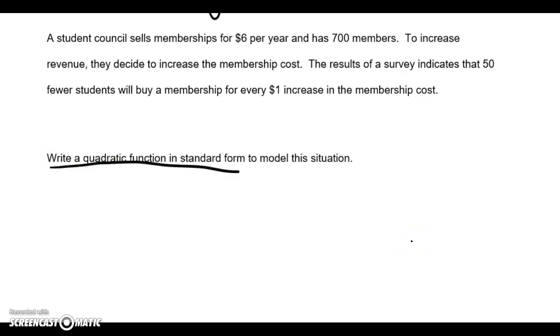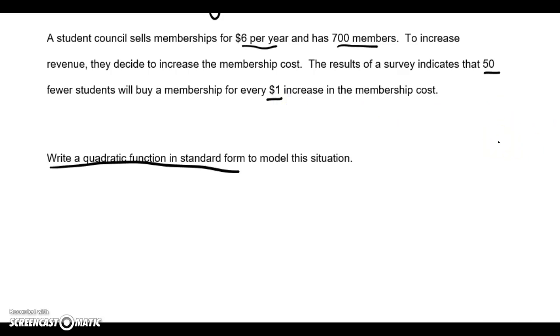So let's go back and recap some of that important information. Right now, they're charging $6 per year and they have 700 members. They also know that there are going to be 50 fewer students buying a membership for every $1 that they increase the membership cost.